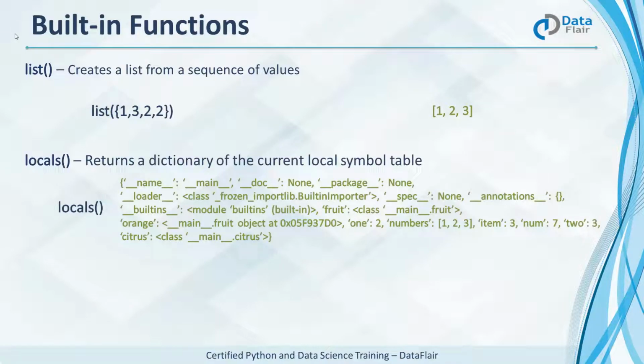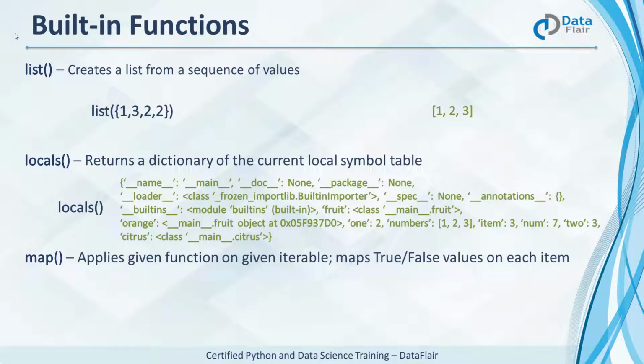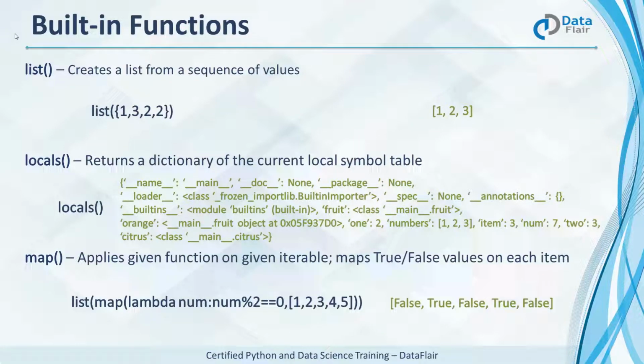Locals, like globals, returns a dictionary of the current local symbol table. Map applies a function on an iterable and maps true or false values on each item. 2 and 4 are divisible by 2, but false for everything else.